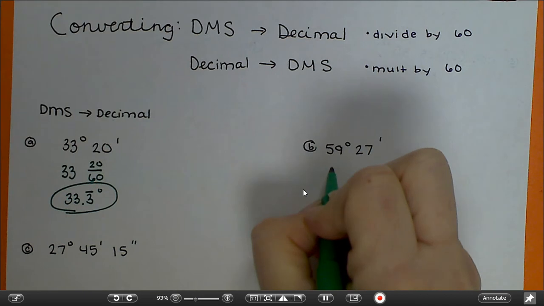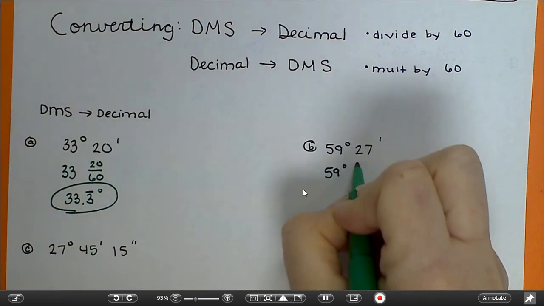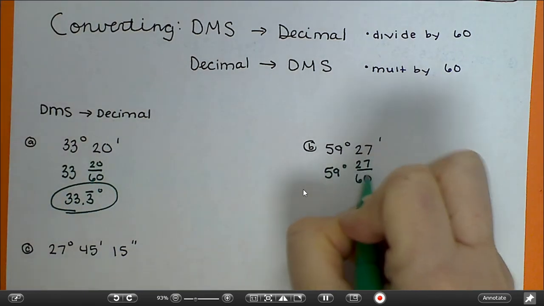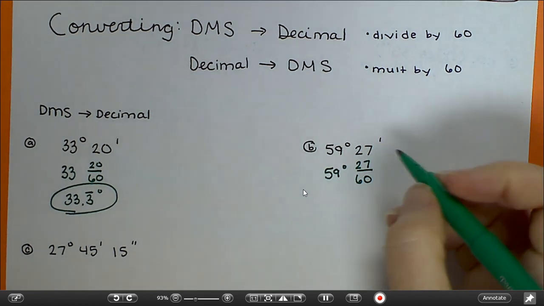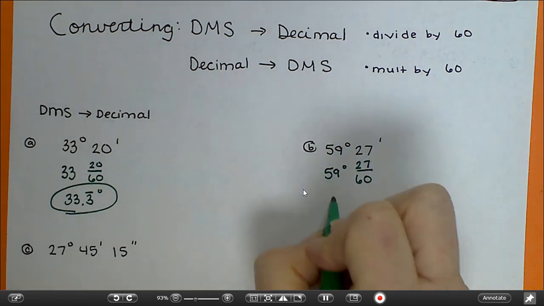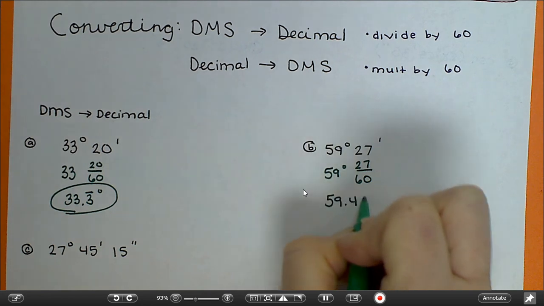All right, so this one's going to be 59 and 27 over 60. And 27 divided by 60 is 0.45, so 59.45 degrees.